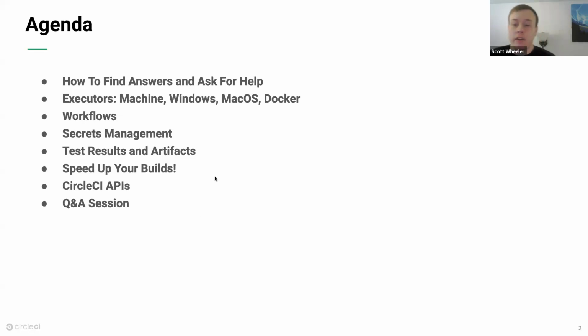All right, today's agenda includes how to find answers and ask for help. We'll go over executors, their use cases, and some examples. How to create and manage workflows and why they're valuable, the different methods of managing secrets inside your builds, how to create reports and persist data after the build completes using test results and artifacts. We'll talk about some optimization techniques, the CircleCI API, followed by a Q&A session at the end.